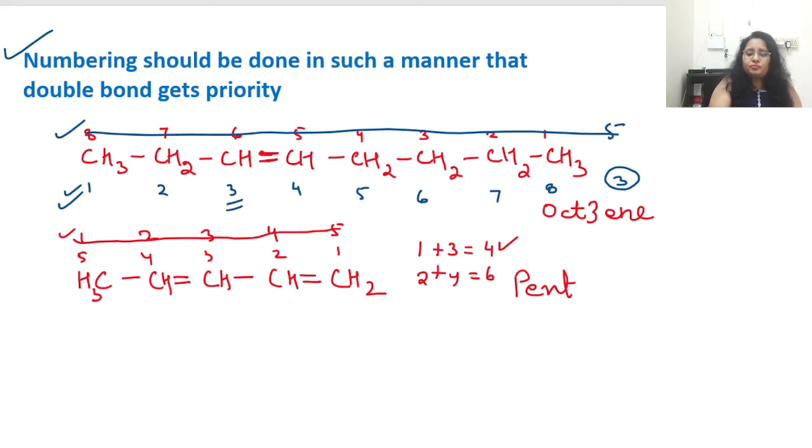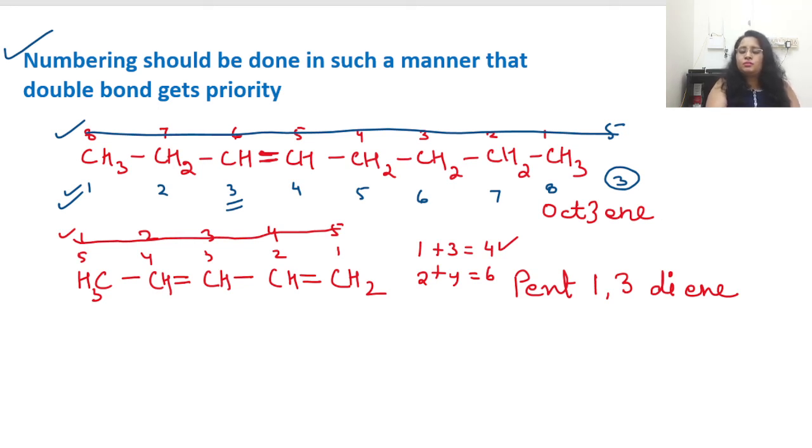Now, here there are 2 double bonds. So we will point out both the positions. So how to write? Pent-1,3. Now, here there are 2, so we will write di and then ene. This way we will write pent-1,3-diene because there are 2 double bonds. So we will show diene. If there are 3, we will write tri. Like that, we will use the prefix also before the ene and we will mention the positions.